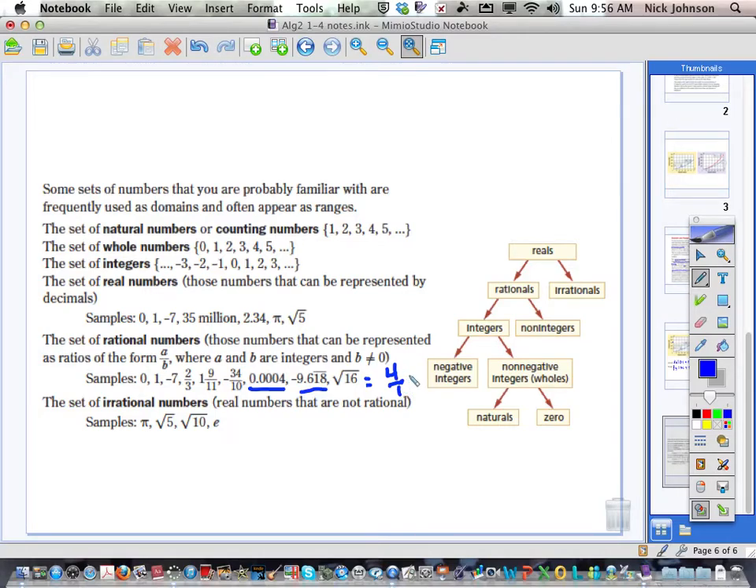The set of irrational numbers are real numbers that are not rational. So anything that's not rational is irrational. Examples of this are pi, because it goes on forever, square root of 5, square root of 10, and e. These are numbers that go on forever, they don't terminate, and they do not repeat.